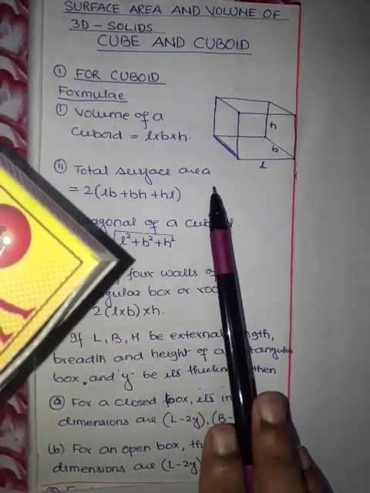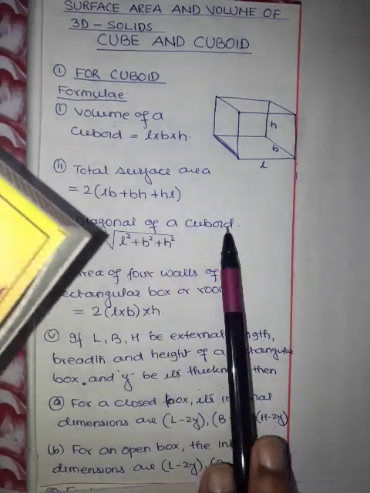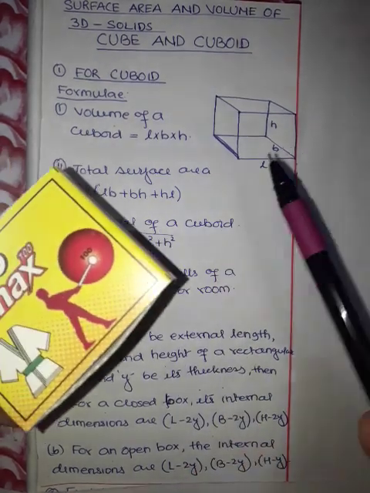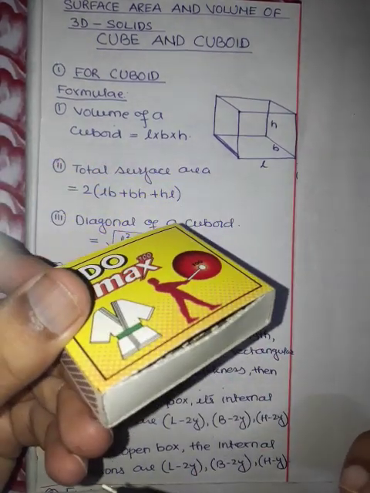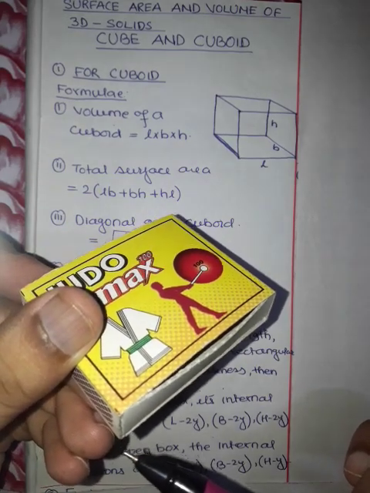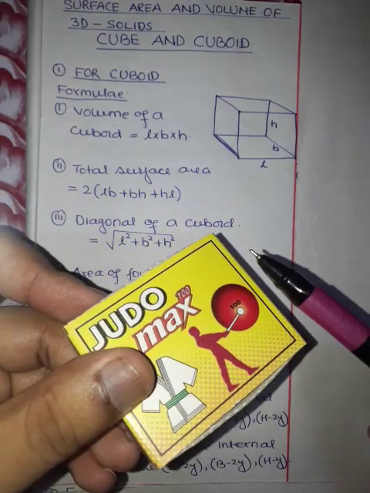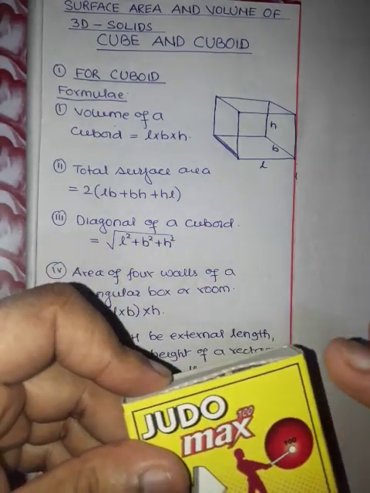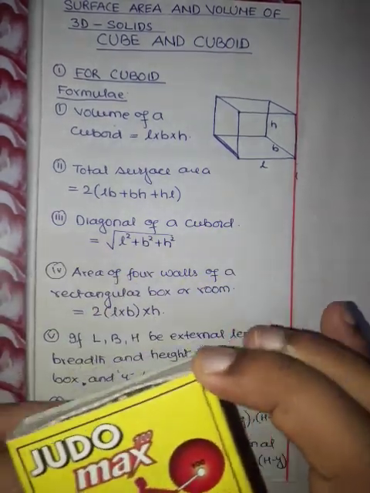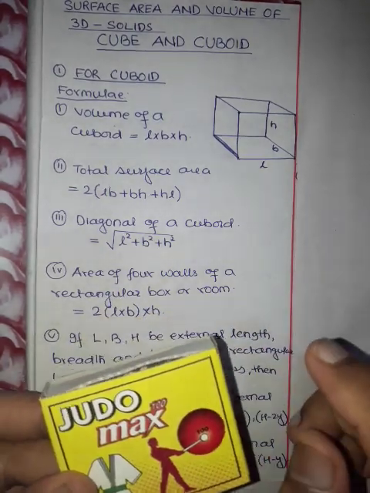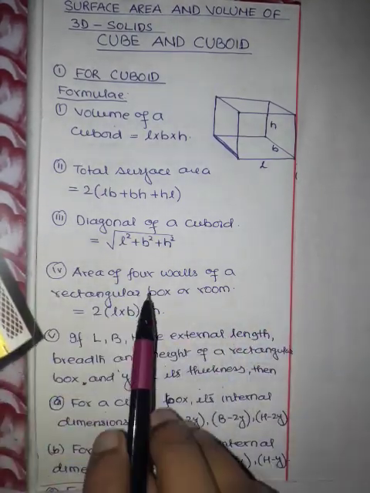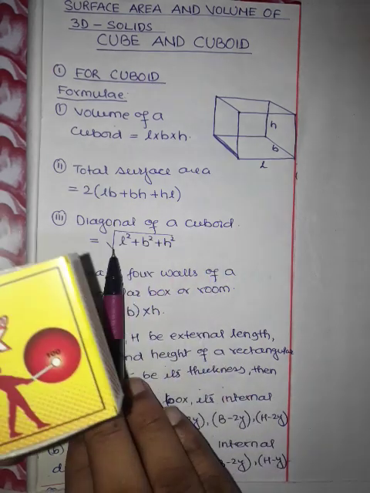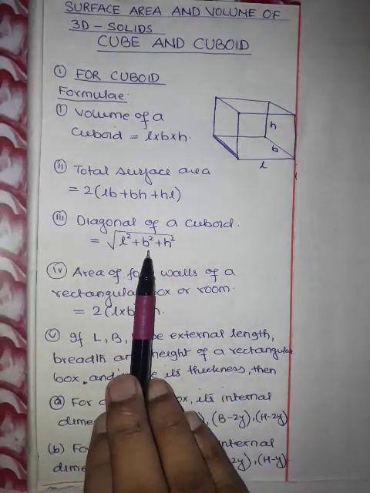Suppose you want to find the length of the diagonal of the cuboid. The length of the diagonal of the cuboid will be the longest rod that can fit within the cuboid. So suppose from this point to this point you can fit one longest rod. This longest rod is known as the diagonal. So in this case the diagonal of a cuboid is equal to root over L square plus B square plus H square.